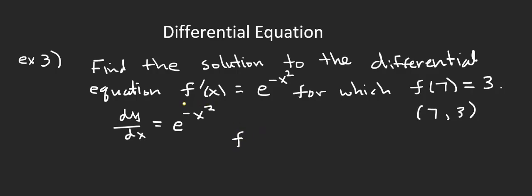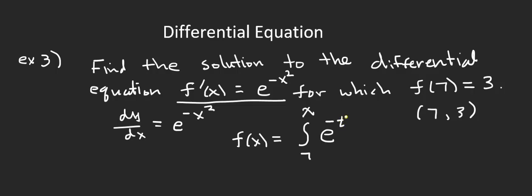So if you remember the fundamental theorem of calculus, that implies that f of x is the integral. Now what is the x value here? 7, right? The integral goes from 7 to x. And then it's going to be e to the negative, we cannot use the variable x because we're using it over here, so we want to use probably t, and dt. Okay? And then what's the y value? The y value will be 3.